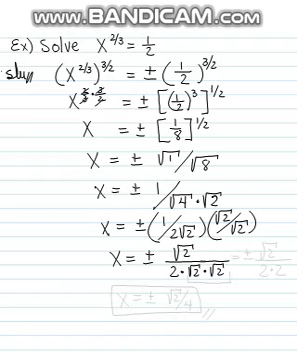What do you get when you square the square root of 2? You just get 2. So this is plus or minus square root of 2 over 2 times 2. Do you see that? These guys right here multiply together and give you 2. So our final answer is equal to plus or minus the square root of 2 over 4.